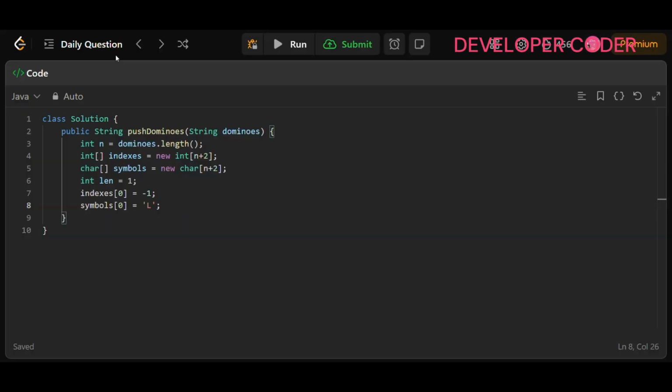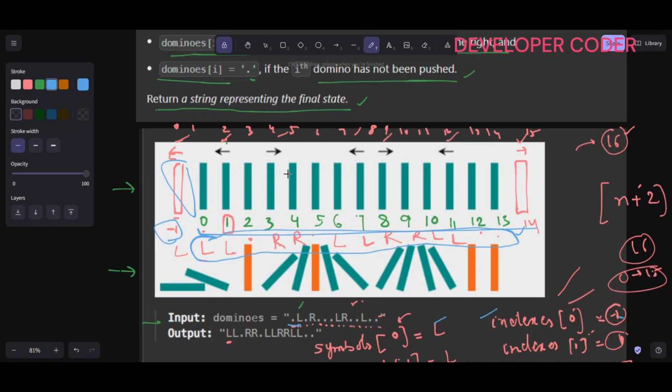So here I can run one loop, for int i is equal to 0, and i is less than n, and i plus plus. So here what I'm doing is checking these ones only, 0 to 13 first. This I have handled and this I will handle after handling all these 13 indexes.